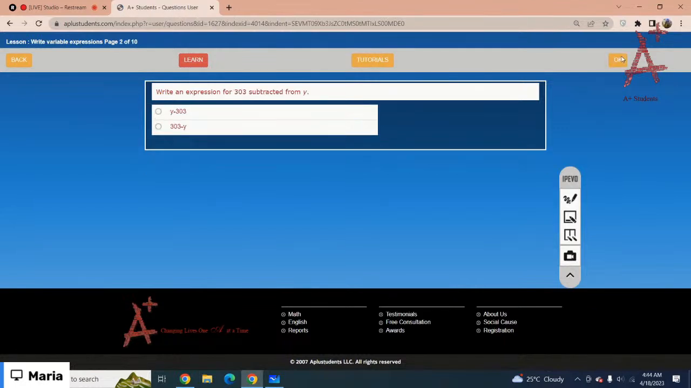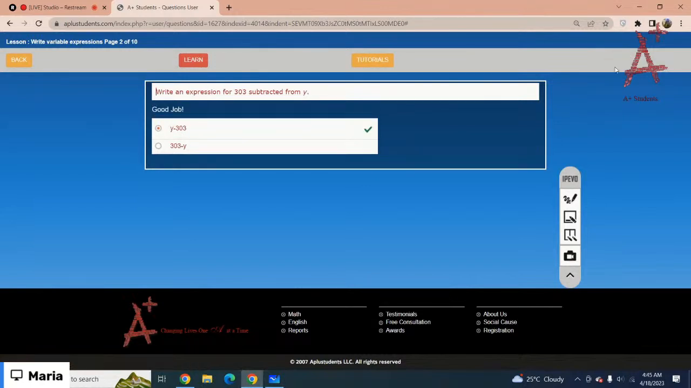Okay, the next one is write an expression for 303 subtracted from y. So which is the correct option? So it is subtracted from y. So it would be y minus 303. Got it? Because 303 is subtracted from y. So it would be option number 1, y minus 303. Got it?